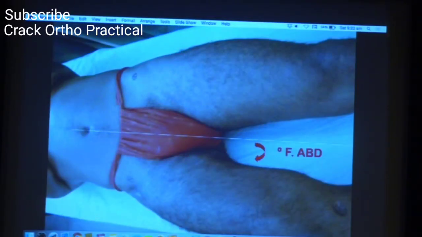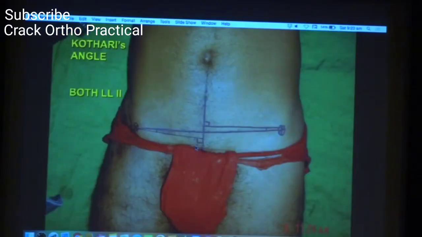And Perkins' method of measuring the abduction or adduction deformity: in this particular patient, we had to abduct the affected thigh to about 30 degrees from the midline to square the pelvis. So this becomes the angle between the midline and the axis of the thigh, the angle of fixed abduction deformity. And this is the Kothari's angle which we have been talking about.